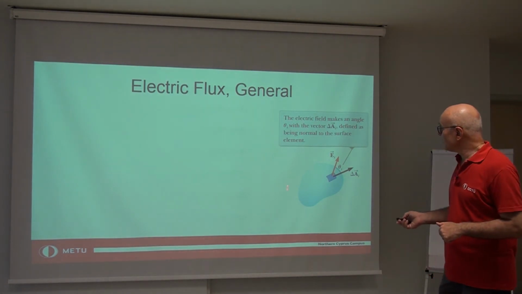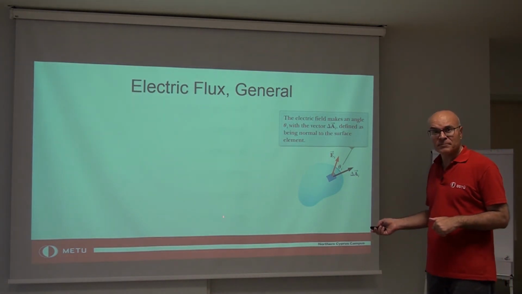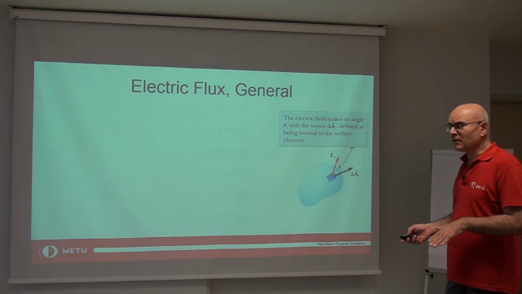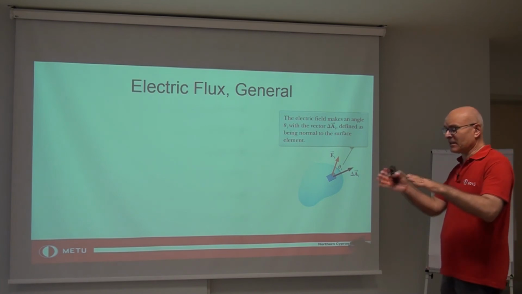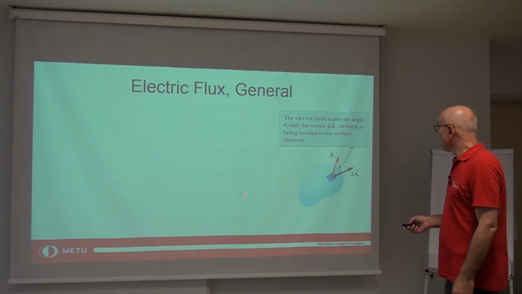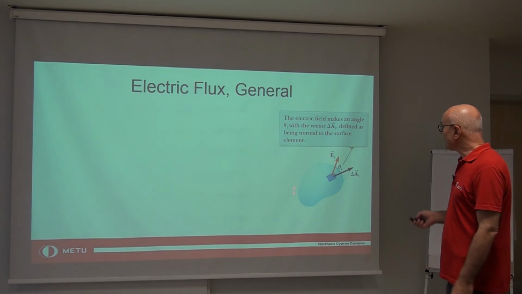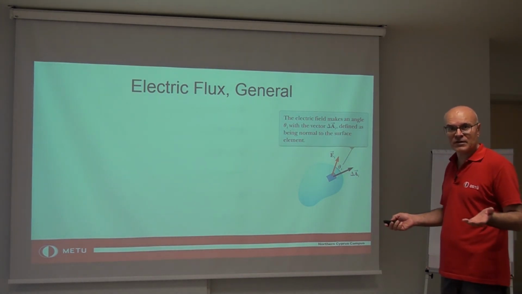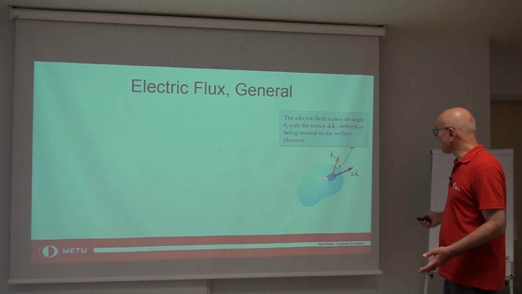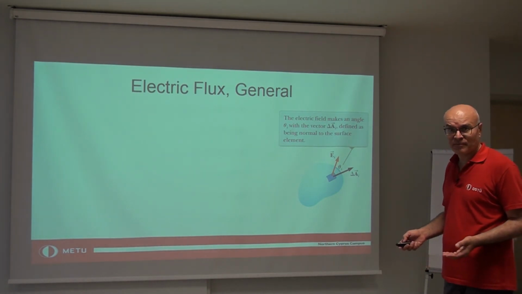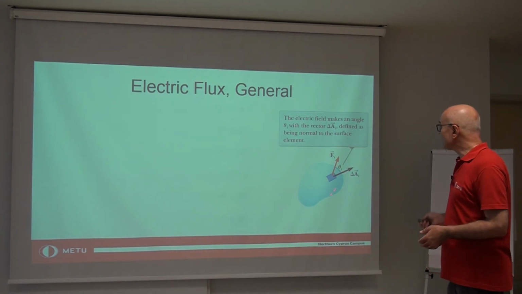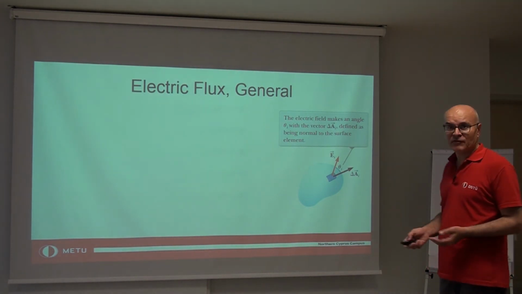Yes, so consider this surface. This is an arbitrary surface, it can be curved. It's an open surface, it can have a curvature, completely arbitrary. And there is an electric field. The electric field is not uniform in space, and it's not uniform on the surface. So it has different magnitude and directions at different points on the surface. Now I want to find the electric flux through this surface.